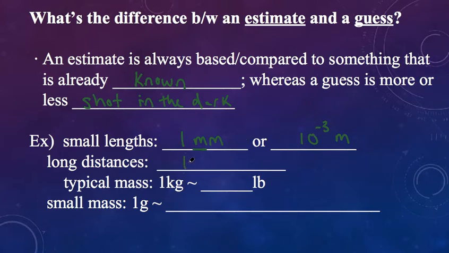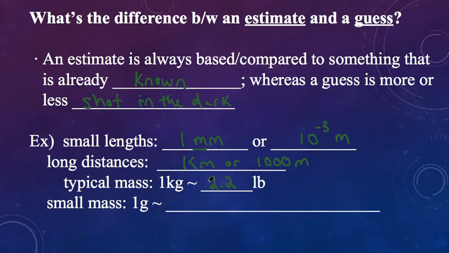For long distances, we might say kilometer. The prefix kilo stands for 1,000, so that's 1,000 meters. When we're trying to compare kilograms based on what you already know, you're probably more familiar with pounds. So 1 kilogram is approximately 2.2 pounds.